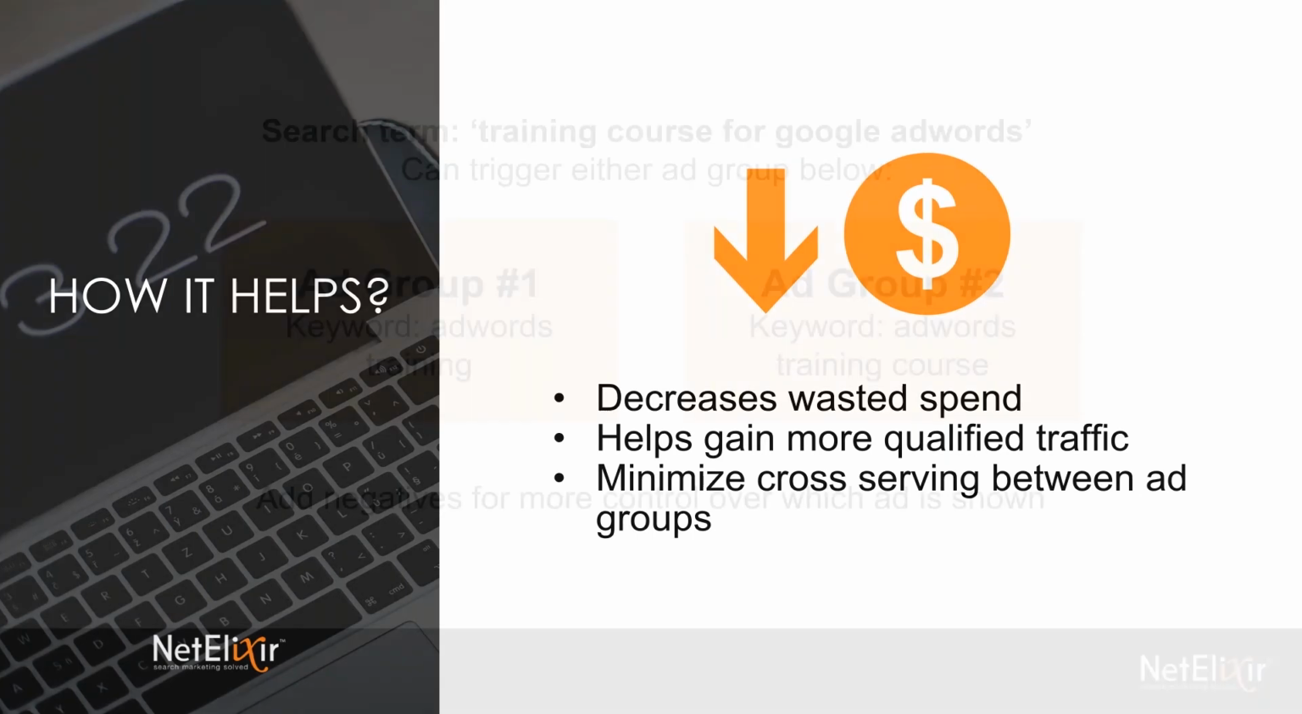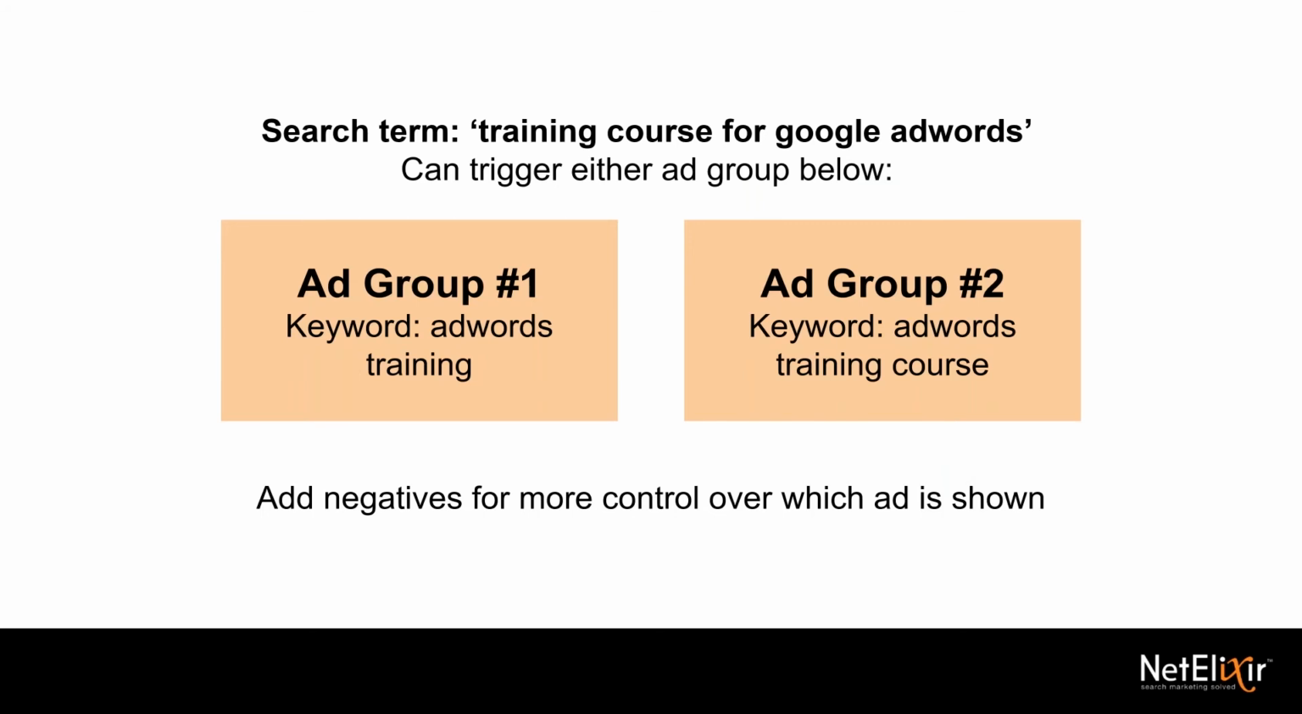So in this example, we have 2 different ad groups that are pretty closely related. So ad group number 1 contains the keyword AdWords training among its set of keywords, and then ad group number 2 contains the keyword AdWords training course among its keywords. So if a user were to type in training course for Google AdWords, currently this could call an ad from either of these ad groups. But if you wanted to make sure that an ad from ad group 1 shows up every time someone makes this search, you can add training course for Google AdWords as a negative keyword for ad group 2. So the ad from ad group 1 will always be showing.